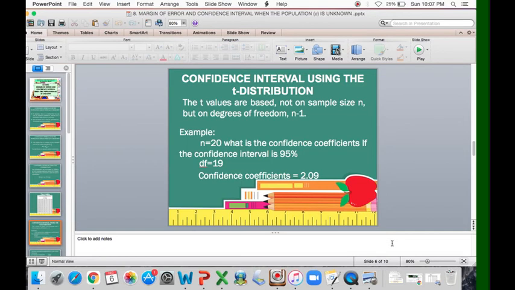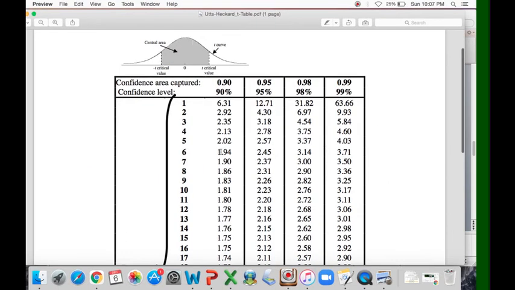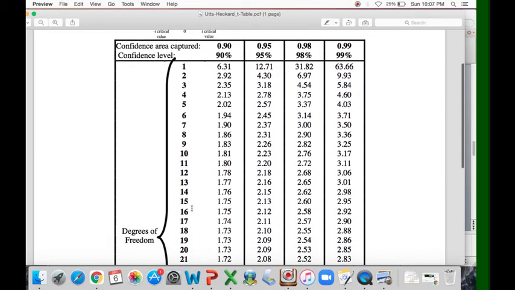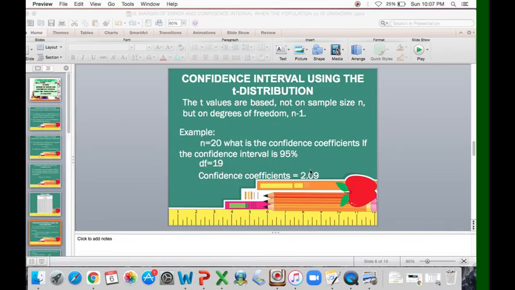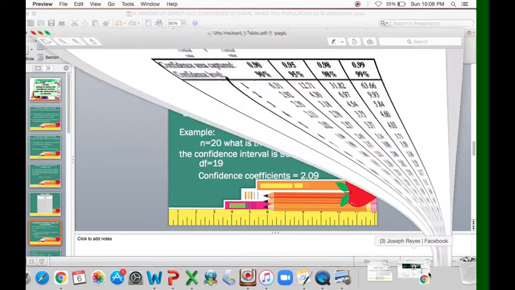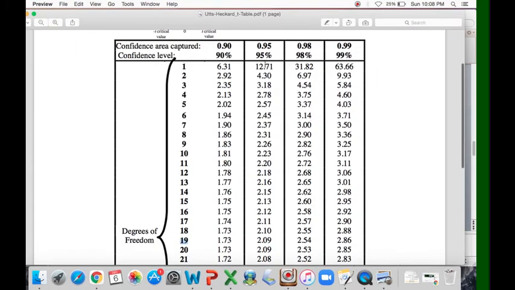We have a degree of freedom of 19 and a confidence level of 95%. So we look for the 95% confidence level and then 19. What is the intersection of the two? That's 2.09. You got it?